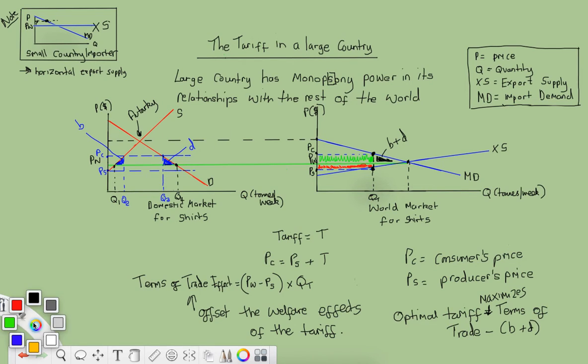And then secondly, we can show on this diagram that terms of trade effect, which we could see on the other diagram. It's the bottom portion of the government revenue rectangle that you have in the middle, and that makes sense, of course, because it's PW minus PS multiplied by the new lower level of imports. So this thing here is the terms of trade effect.